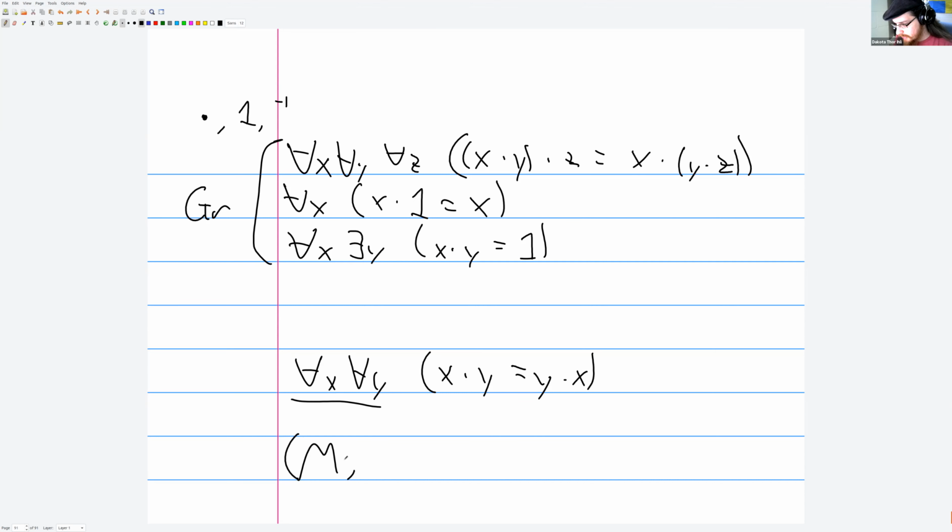For set theory, there's just one relation symbol. It's the element of relation. Everything else can be defined in terms of the element of relation.